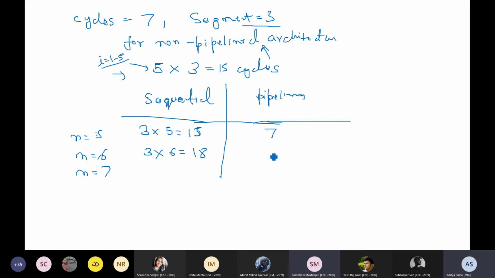What will be the, इसमें कितना लगेगा, इस पाइपलाइन में 8. कितना लगेगा? 8 लगेगा. For n, this will be 3, 7, 21, and you can see there is a clear-cut difference between the amount of cycles needed when we are actually trying to solve it with a pipelined architecture. ये जब n की वैल्यू बहुत ज़्यादा होती है, then you can actually see the clear-cut difference.